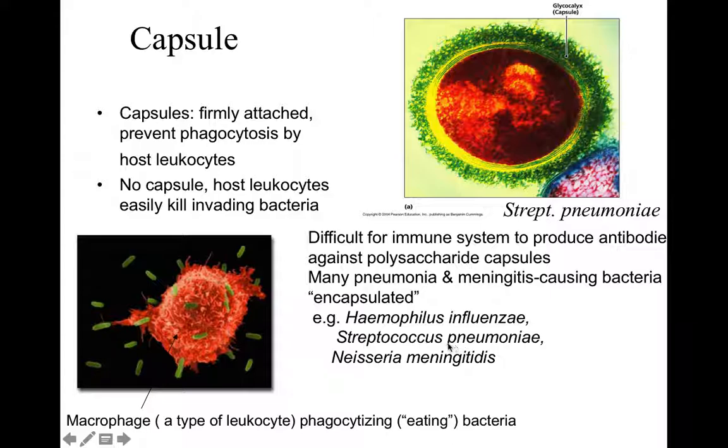Streptococcus pneumoniae, as the name suggests, can cause respiratory tract infections, pneumonia, and this is a big problem in us older folks as we age, right? Our immune system starts to fail us. And again, we're really lucky because we have vaccines to protect us against this bacterial pneumonia.